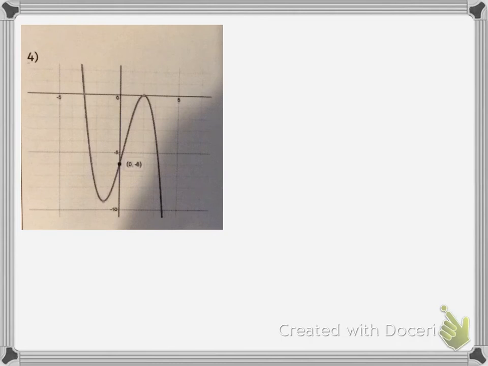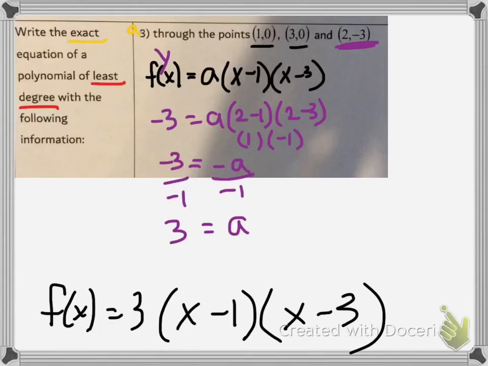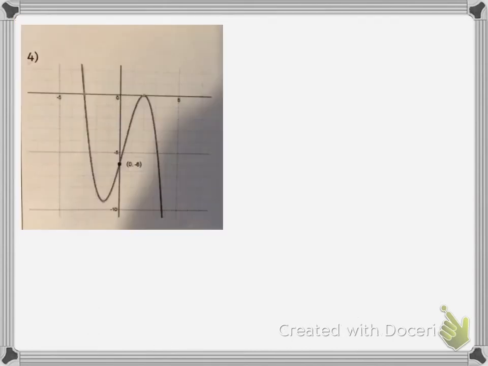Same thing, we are writing same directions from the previous one, so we're writing an exact equation, least degree. So exact means we do have to find a, least degree, we're not getting fancy and adding anything, and it did not say in standard form, that means we do get to leave it in factored form. So f of x equals a. That's my start. Now I'm going to go to my graph, and I want to find my intercepts.